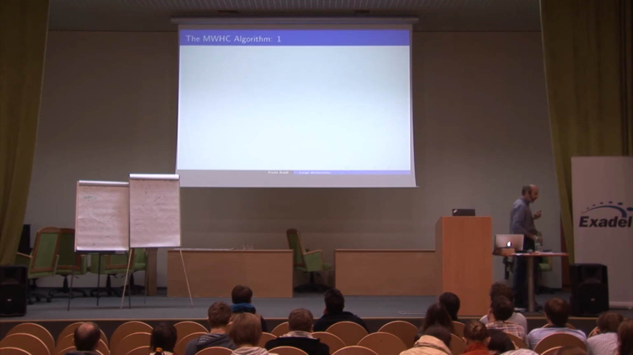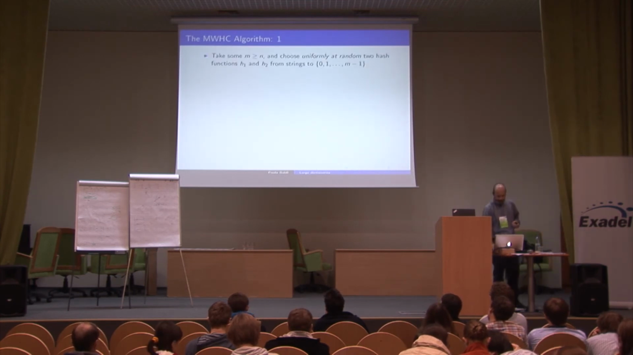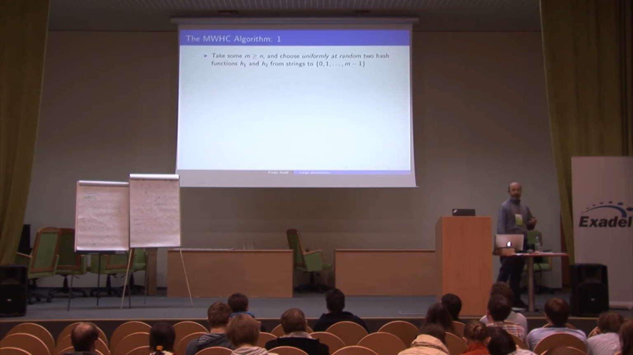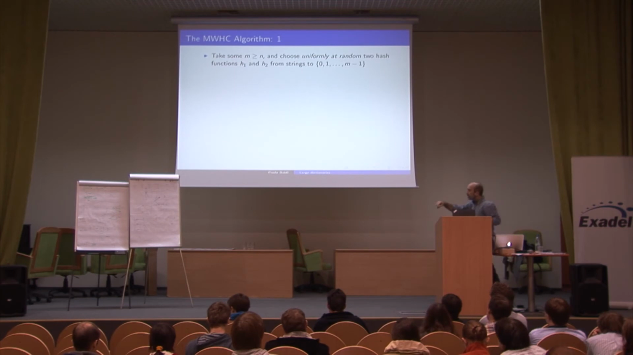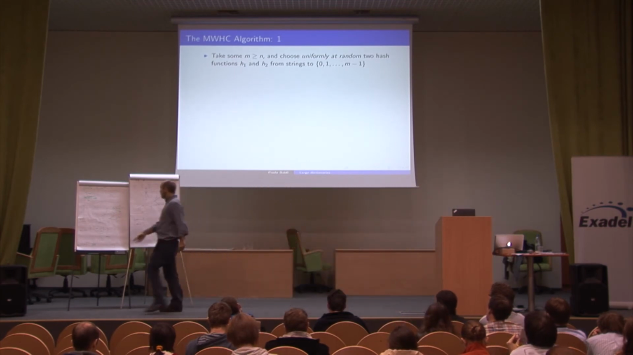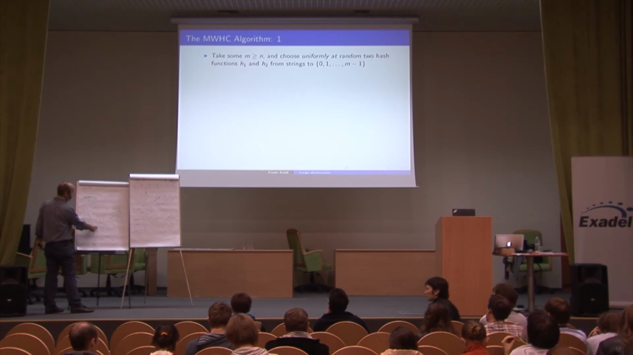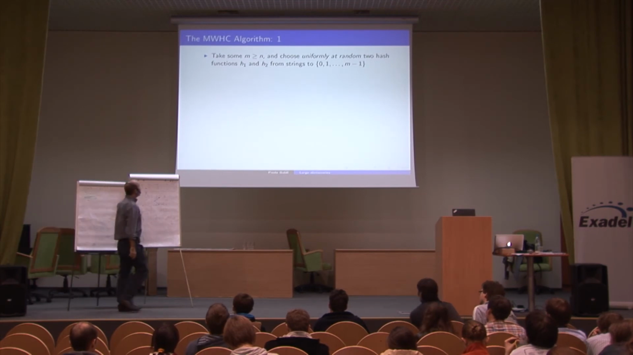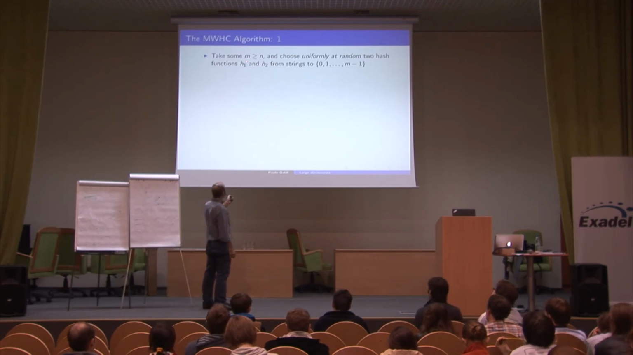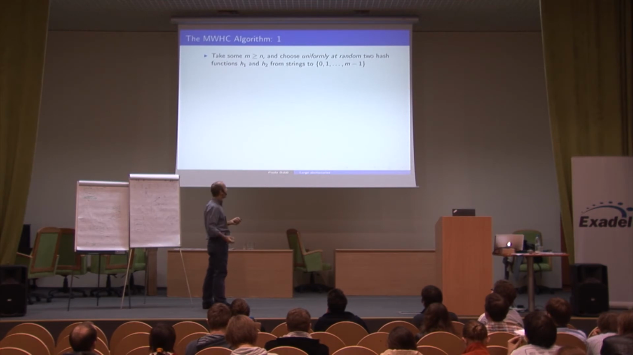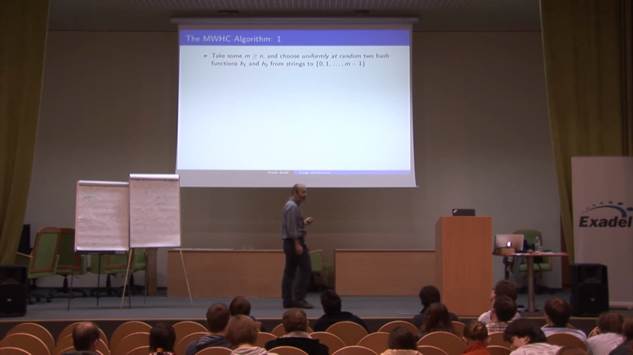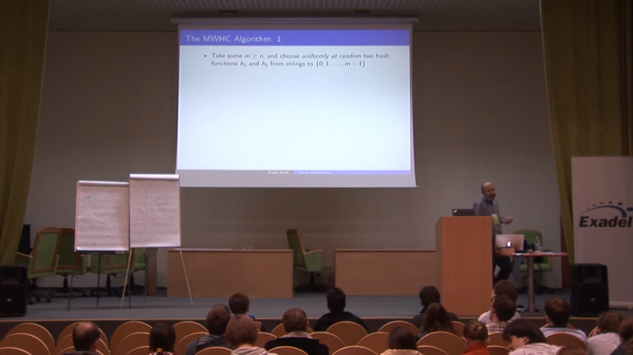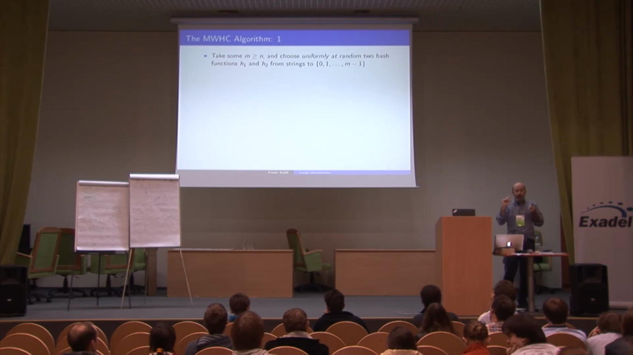Okay, so let us go to the MWHC array. We start with the table, the good table. On the left-hand side, we have the array of strings, and on the right-hand side, we have the numbers between 0 and n-1. We start by fixing some integer m that is larger than n. I will tell you after how to choose m. And then we choose uniformly at random 2 hash functions, h1 and h2, with m buckets. By this I mean you generate two arrays of weights.